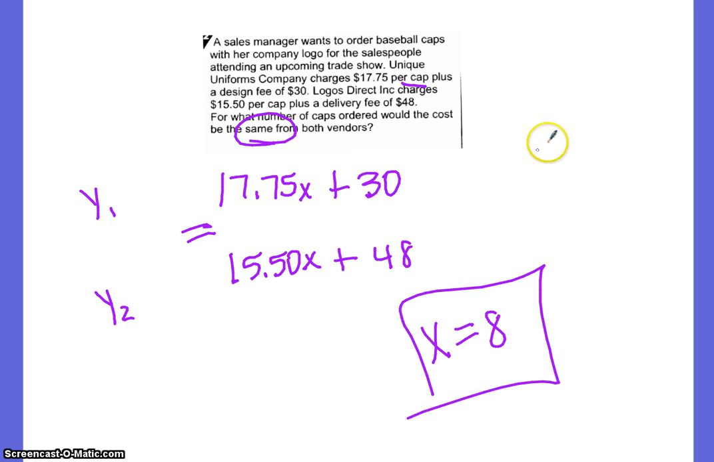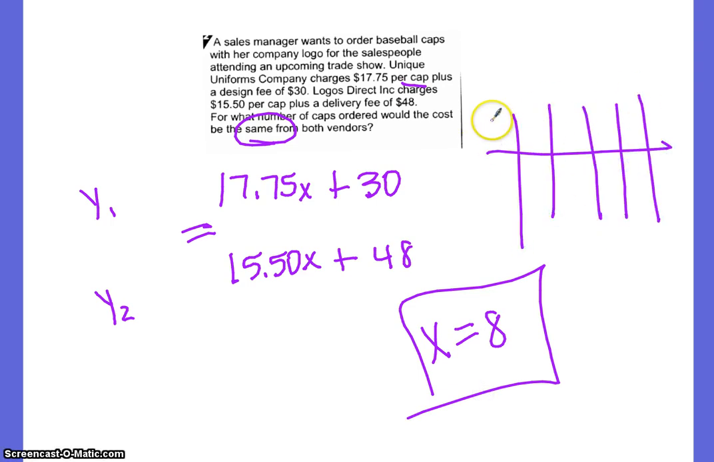So on your little grid, you're going to say that it is positive, and you're going to go down to 8 and fill in 8.